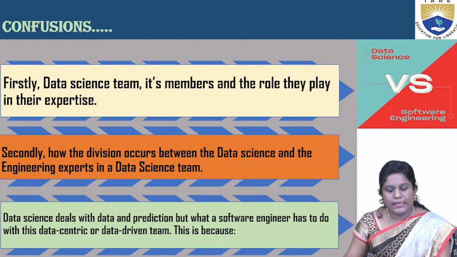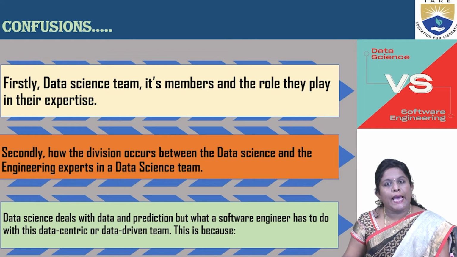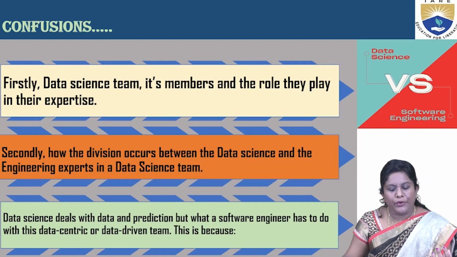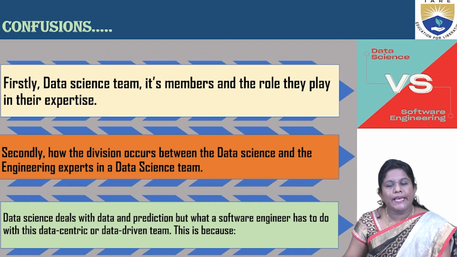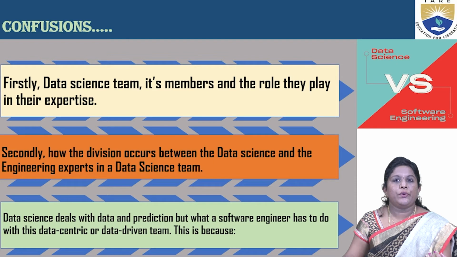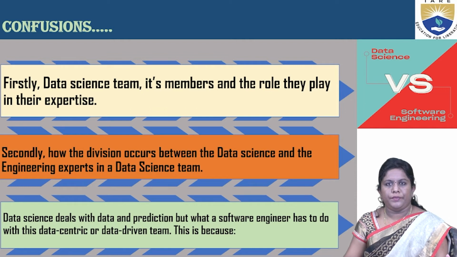Moving to the second confusion, it is the division that occurs between the data science and the engineering experts in the data science team. So I repeat, how are you segregating the difference between data science and the engineering experts in the team? How are you giving that division between data science members and the engineering experts? That again is a confusion.